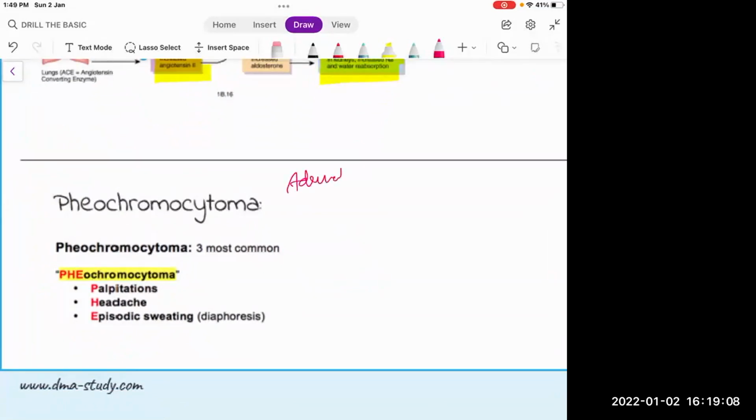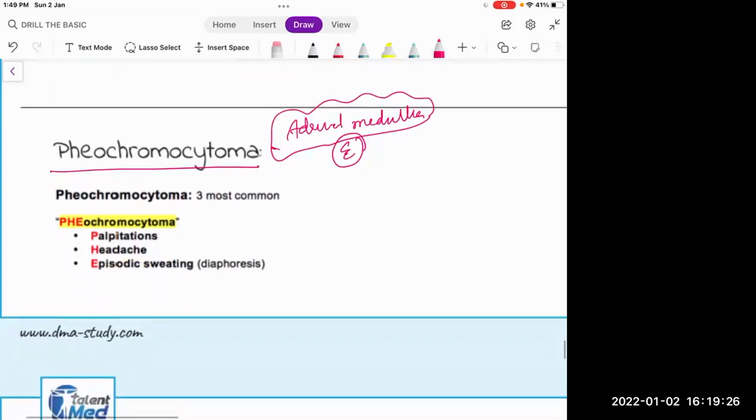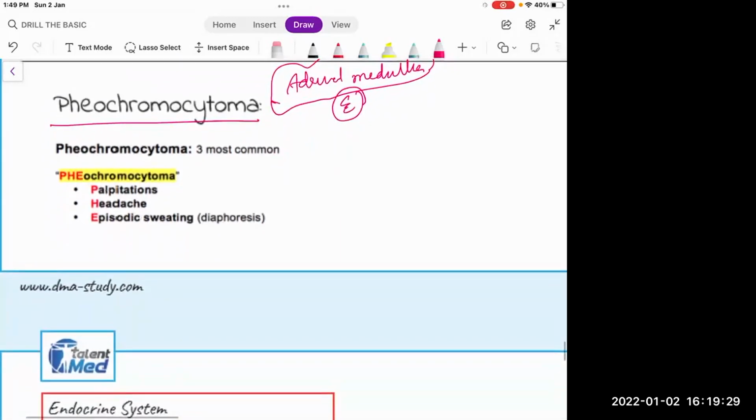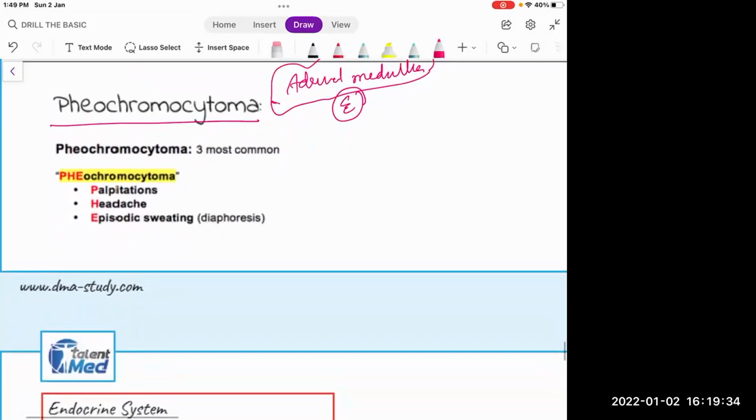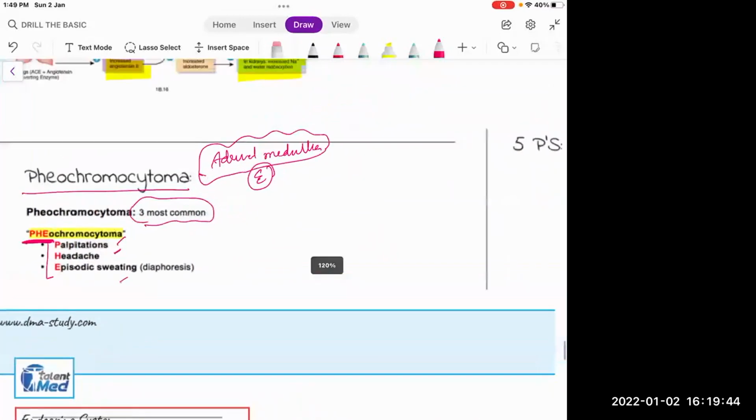And now, moving on to the adrenal medulla. Adrenal medulla produces the hormone called epinephrine. When there is a tumor of the adrenal medulla, it leads to excessive production of epinephrine, and that is called pheochromocytoma. So pheochromocytoma is the condition mainly because of the tumor of the adrenal medulla. The most common clinical features are palpitation, headache, and episodic sweating.